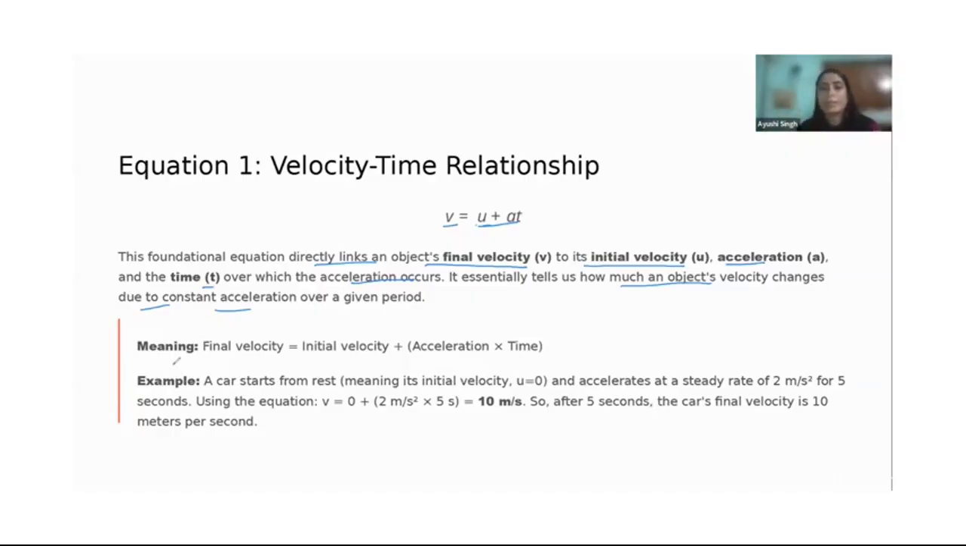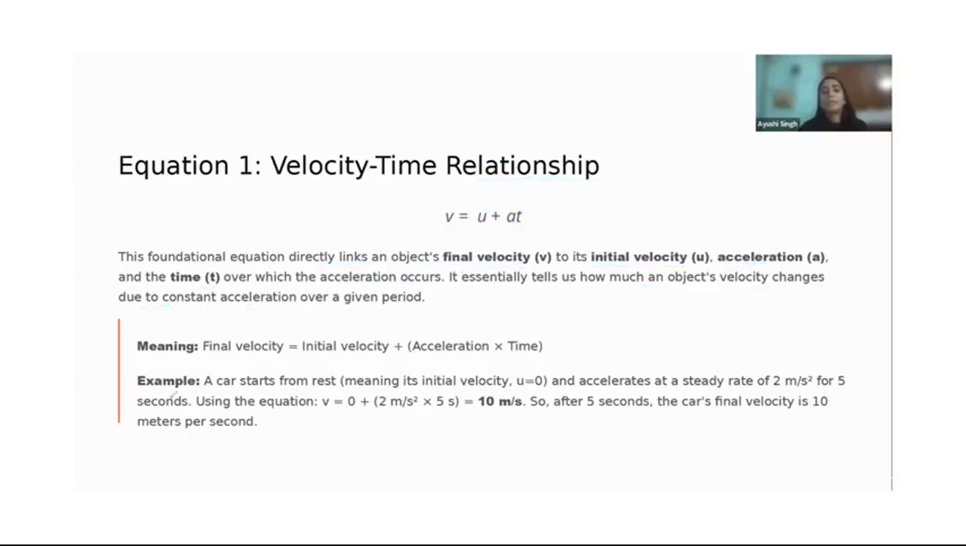Let me explain, don't get confused. This is your initial velocity, and over a period of time you're putting uniform acceleration to it. So there is acceleration, and time in a particular time. If you solve this, you will get your final velocity. So this is one formula which can bring out the final velocity for you.